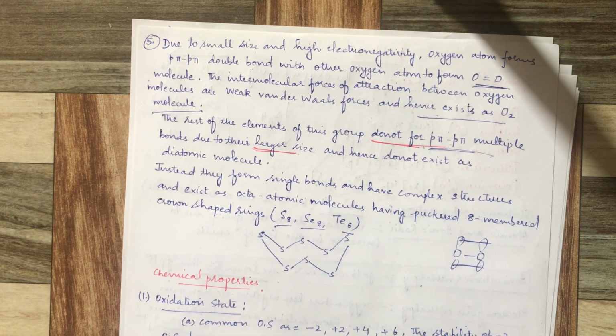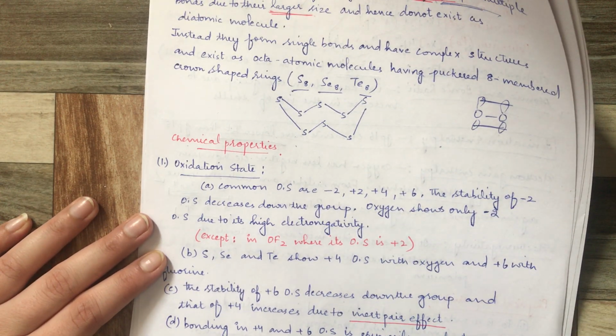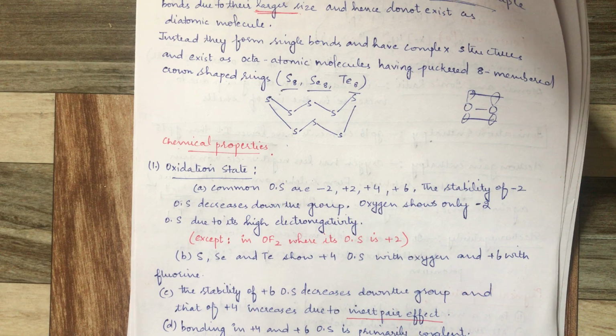So next we proceed towards the chemical properties. Now if we talk about the chemical properties, the first thing we have to do is the oxidation state, that is in direct association with the electronic configuration, right?